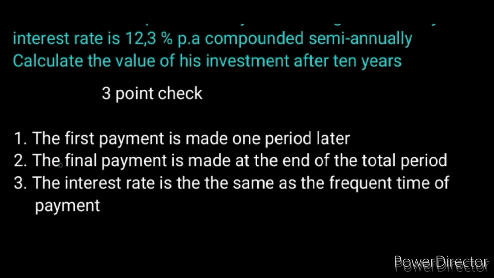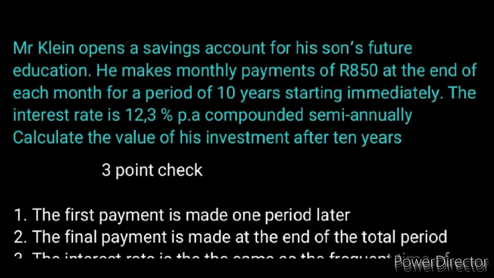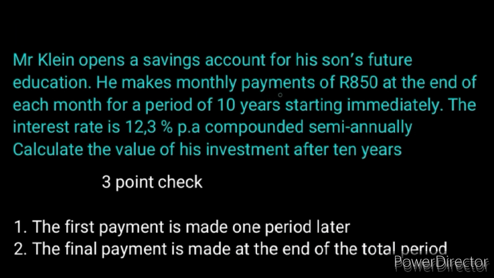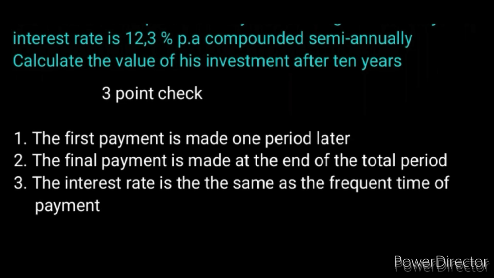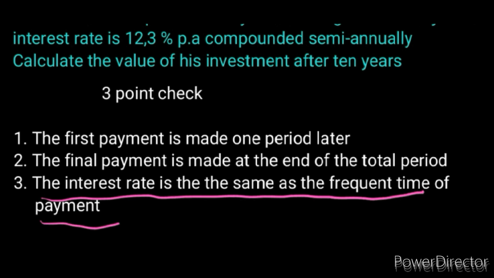Now we have to also check, is the final payment made at the end of the total period? So when does he make his final payment? He makes a monthly payment of 850 at the end of each month for a period of 10 years, right? Starting immediately. And notice the question says calculate the value of his investment after 10 years. So it's still the same. And then the last one, which is very important, this one can really affect the calculation. Is the interest rate the same as the frequent time of payment?